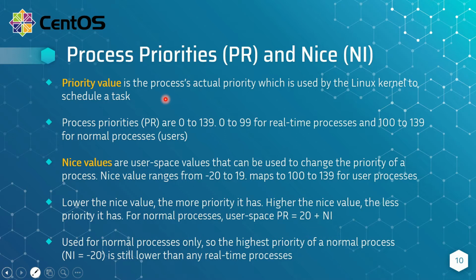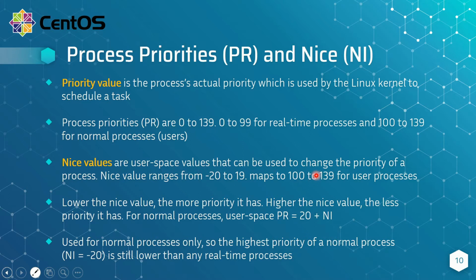So priority value is a process's actual priority level, which is used by the Linux kernel to schedule a task. So process priorities (PR) range from 0 to 139. So 0, the lower number, is the most prioritized process, while a higher number, 139, is the lowest priority. So the way these are divided is that 0 to 99 is for real-time processes, while 100 to 139 are for normal processes.